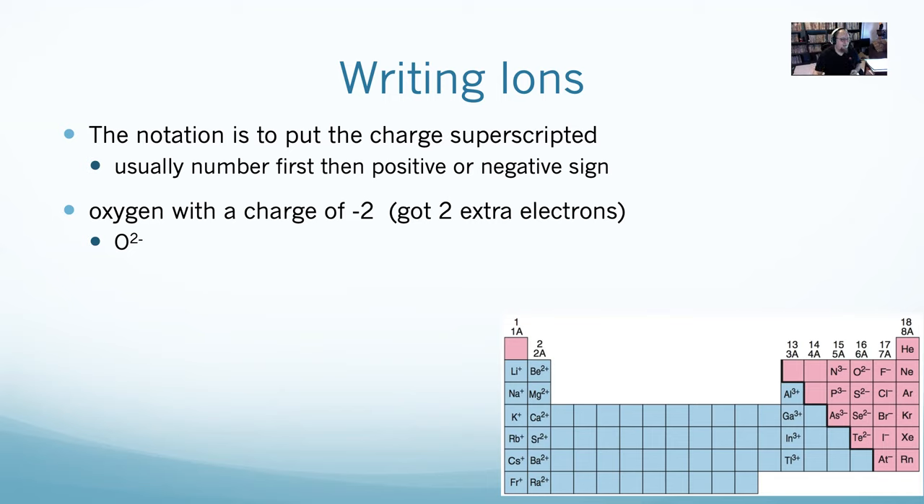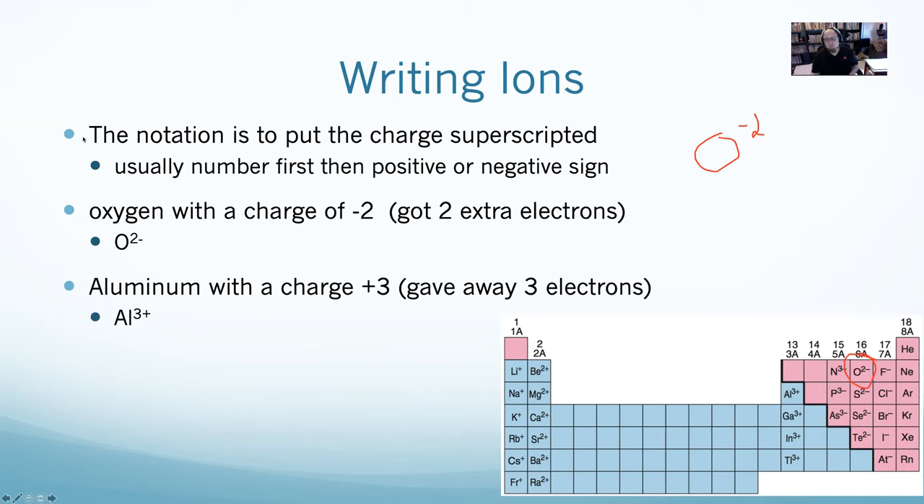I'll write O negative 2, because that just seems more logical to me. Negative 2 instead of 2 negative. But officially it should be 2 negative, but I'll accept it either way. And so oxygen, which has a charge of negative 2, you write as O 2 minus. Aluminum, which has a charge of plus 3, you write as Al 3 plus.